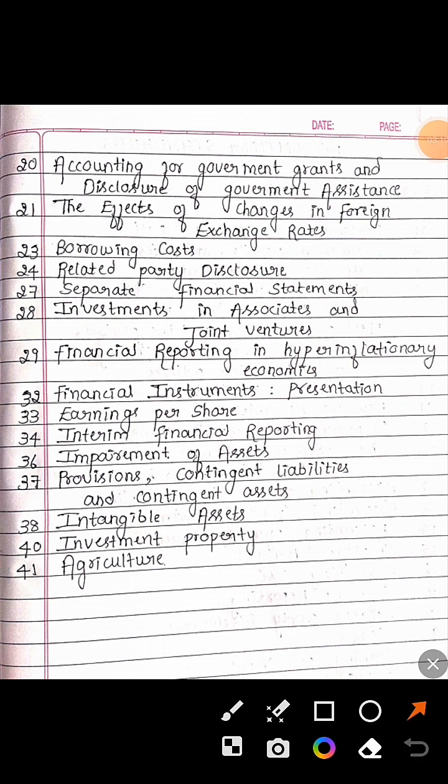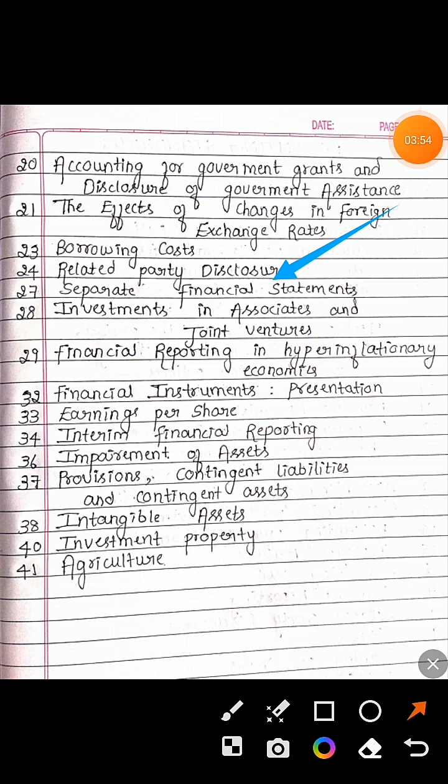Next we have Ind AS 24. Ind AS 24 talks about related party disclosures. Ind AS 24 is related party disclosures. Take a 2 seconds break and revise it.